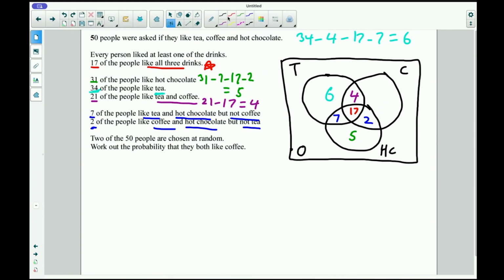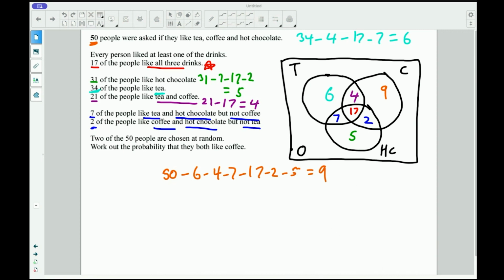And then the last thing that comes up is, and maybe I'll do this one in orange, there are 50 people altogether. So we're going to go 50 minus everything else in here to figure out how many people only like coffee. So 50, maybe I'll make that a little bit neater. 50 minus 6 minus 4 minus 7 minus 17 minus 2 minus 5. I'll kind of work backwards here. 10, 27, 34, 36, 41. So 50 minus 41 is 9. So 9 people like coffee only.